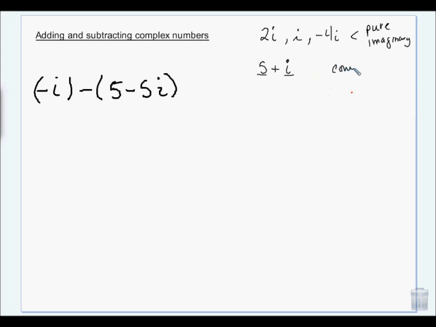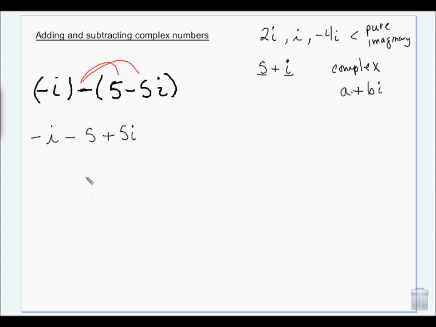So these are complex. And complex numbers are of the form a plus bi, where a is real, bi is imaginary. So treat your i's exactly the same way you would treat an x or a y at this point. It's just like a variable when you're adding or subtracting. I have a negative out front, so I need to distribute that negative in. So this gives me negative i minus 5 plus 5i.